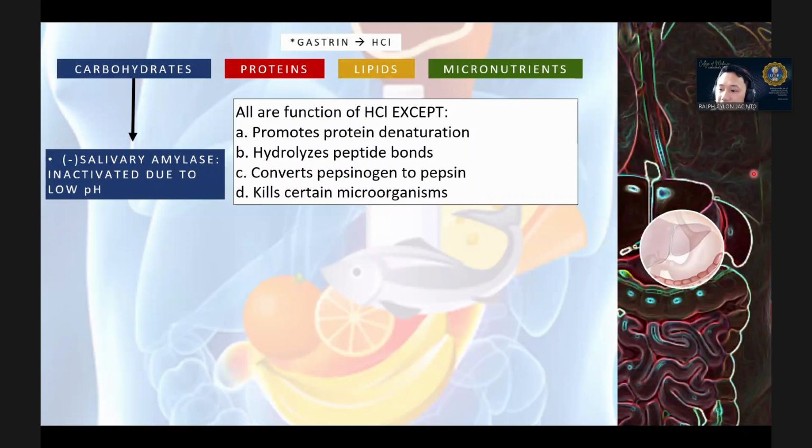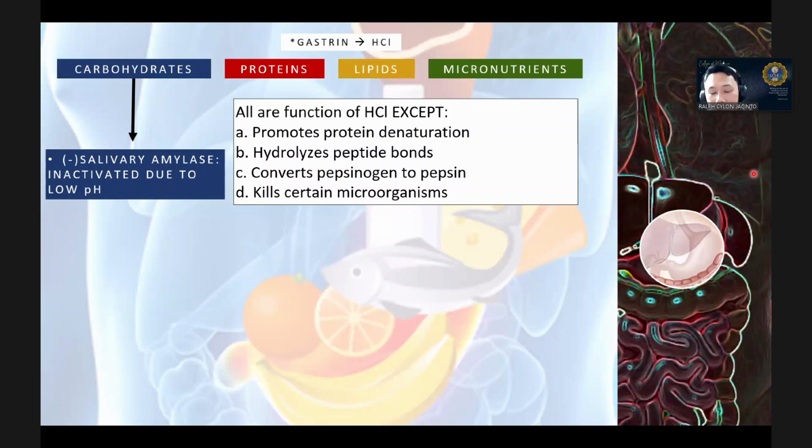Okay, I'll end the poll. So these are your answers. The majority answered letter B. So take note, letter B is the correct answer.